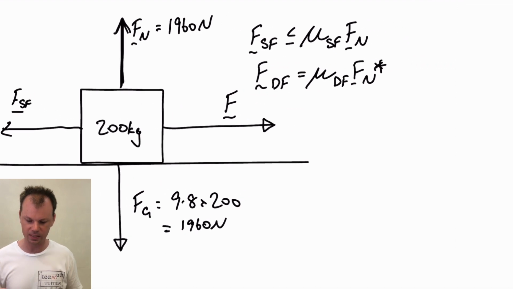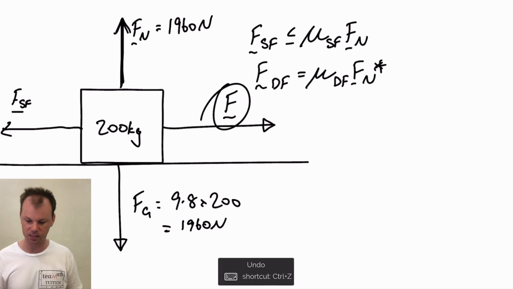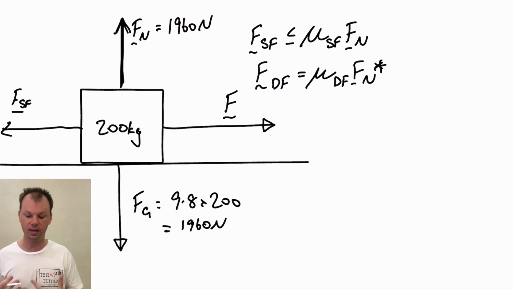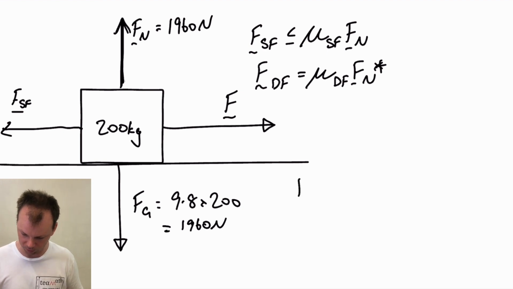Okay, so let's have a look at this applied force here and how that's going to affect whether this 200 kilogram block moves forward or not. So we have the force that we're applying. We have the frictional force of static friction. We have a dynamic frictional force. And we have the net force on the box. We'll call that net.